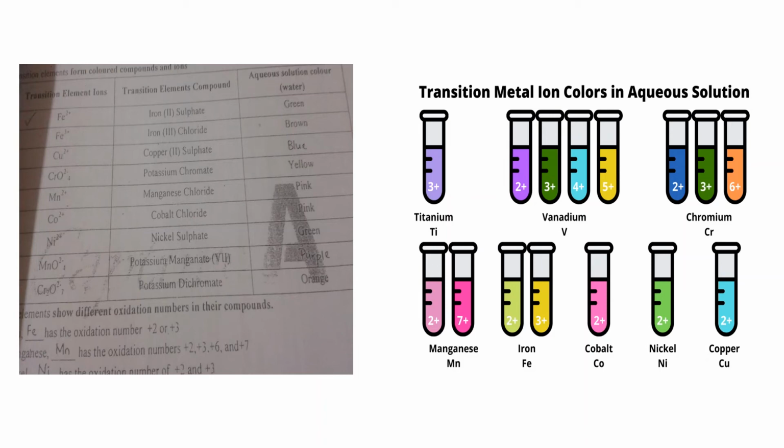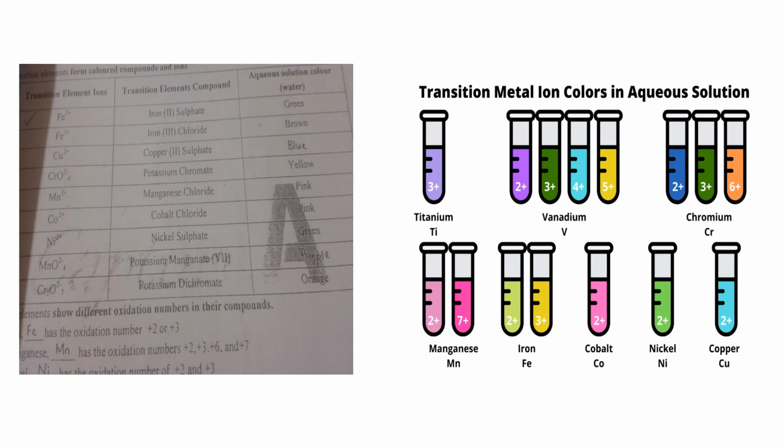Manganese 2 plus is pink. Cobalt 2 plus is pink. Nickel 2 plus is green. Now again, look at the potassium manganate. One oxygen is 2 minus, so if you have 4 of them, that makes it 8 minus. But you have an overall charge of 2 minus, so you need a manganese 6 plus. So it should be more purple, more pink, purplish pink.